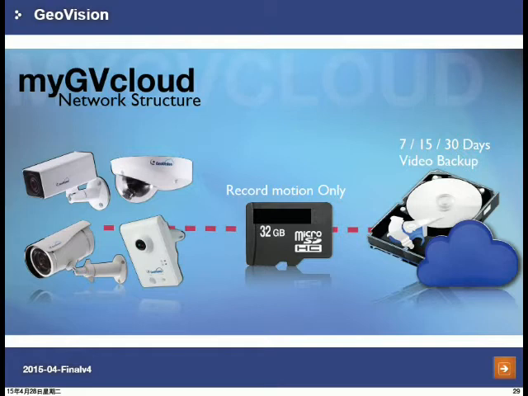For each single myGVcloud camera, it is required to purchase a license. We have three plans here: a 7 days plan, a 15 days plan, and a 30 days plan. So what do these days mean? Let's take an example. 7 days means that the latest 7 days of video data will always be stored in myGVcloud storage. If it is a 15 days plan, the latest 15 days of video data will always be stored in myGVcloud storage. You have three plans.